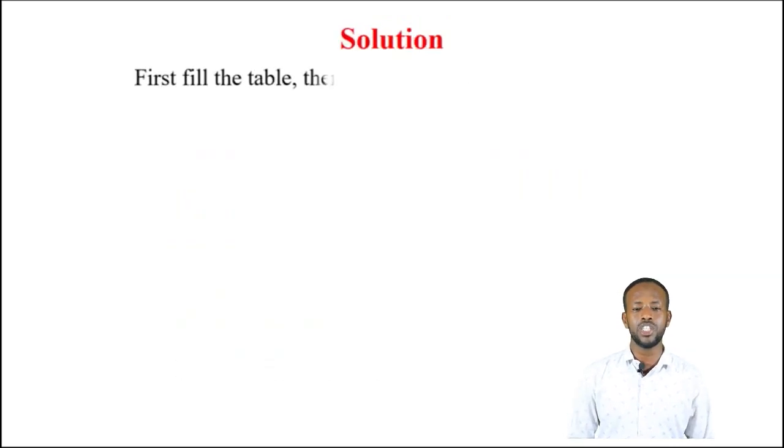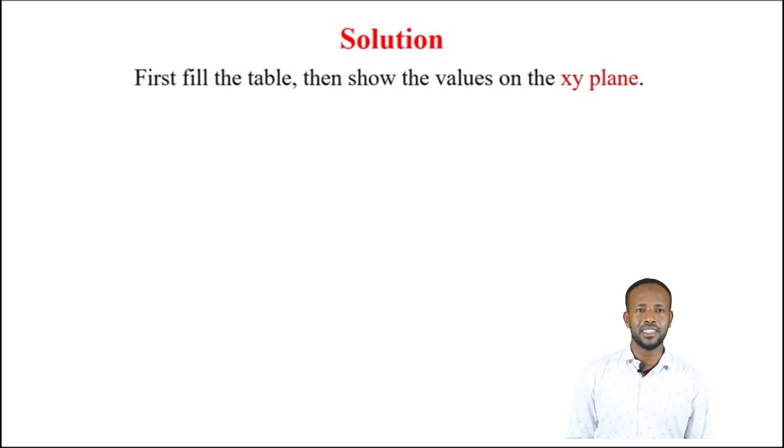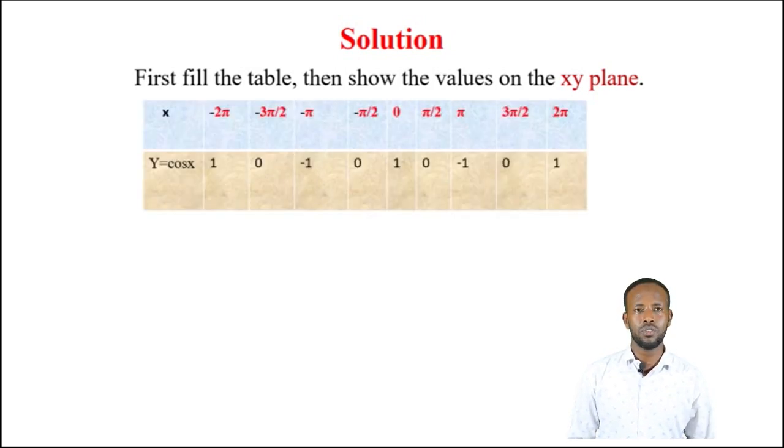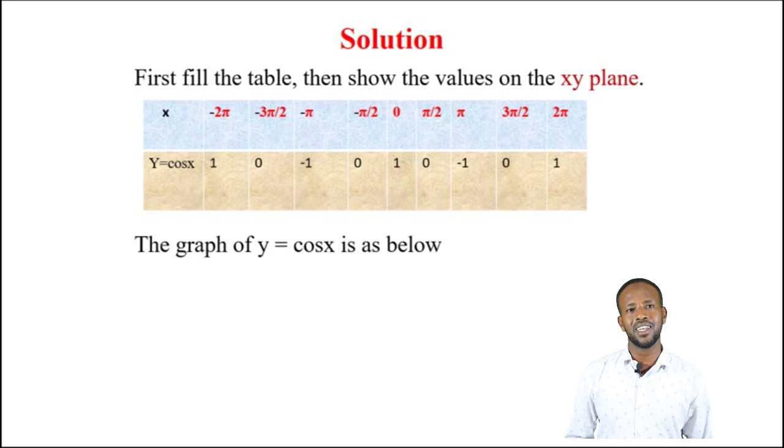Now let us see. First fill the table, then show the values on the x y plane. That is all. When x is negative 2 pi, cos of negative 2 pi will become 1. The cos of negative 3 pi over 2 will become 0, and so on. We will put this in the x y plane, the vertical line y and the horizontal x. So the graph of y equals cos x is as below.